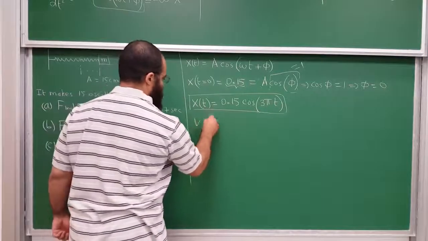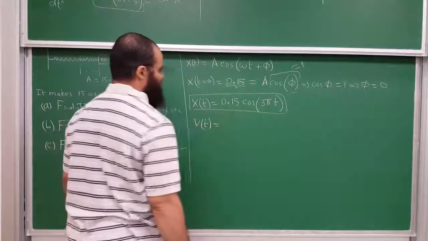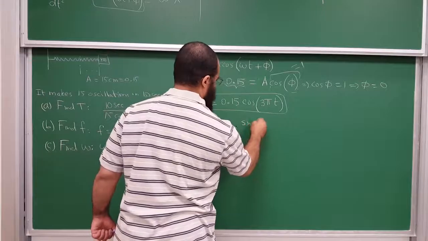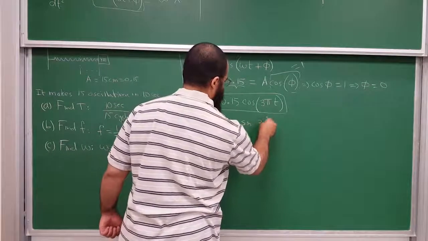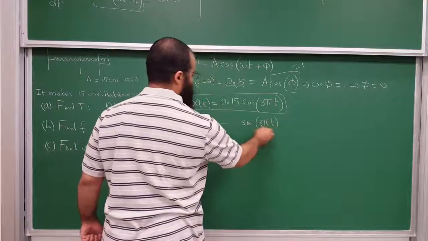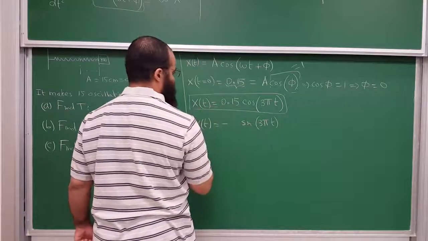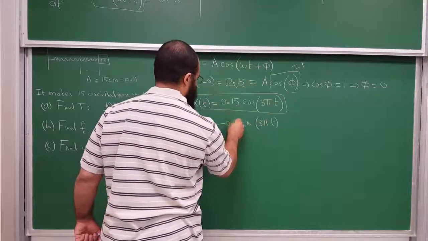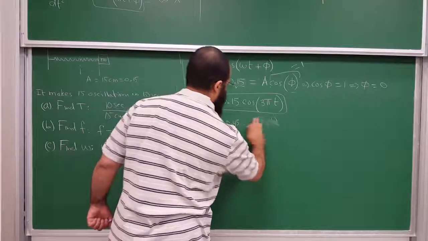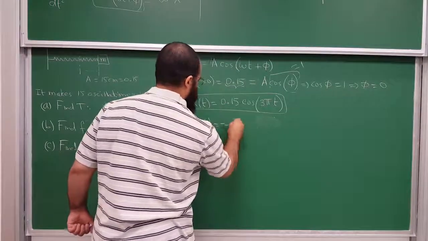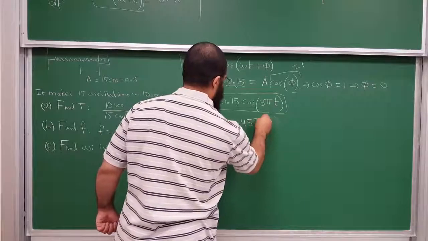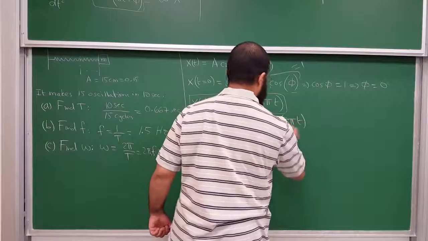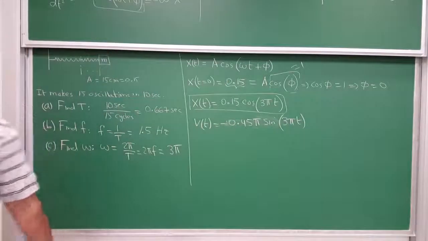Well, velocity as a function of time is the derivative of this. So let's take the derivative. The derivative of cosine is negative sine, so you get negative the sine of 3 pi t. And then the derivative of the inside will give me a 3 pi out, and 3 pi times 0.15 times 0.15 will give me 0.45 pi. Okay, let's rewrite it: 0.45 pi sine of 3 pi times t. Okay, that's the velocity as a function of time.